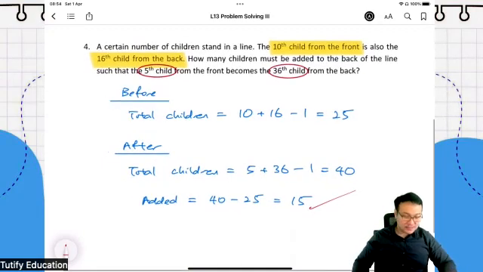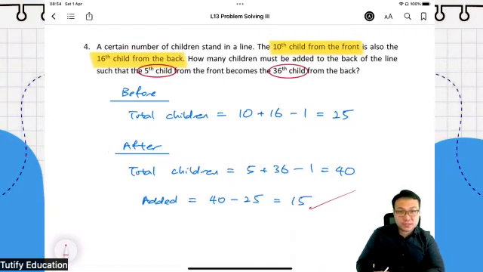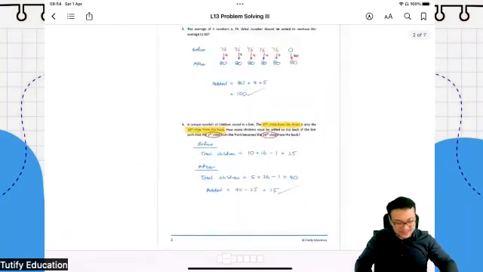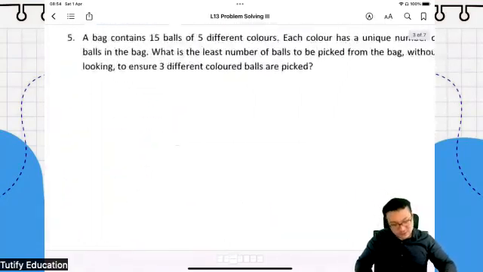Now, students, sometimes if the question gives you big numbers, like 10 from the front, 16 from the back, you get confused between front and back. What you should do is create a small experiment. Any kind of question, if it looks very complicated, just create a small experiment so that you can visualize what's happening. Okay? All right. Now, let's move on to the next one.